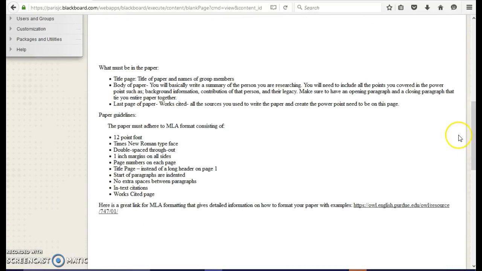Here is what should be on the paper. Title page, body of paper, and then your very last page should be a works cited page. If you've never written a paper before or you don't know about MLA formatting, here's pretty much the gist of MLA formatting, but then there's also websites, the Purdue Online Writing Lab. Visit that website. It will help you format your paper.